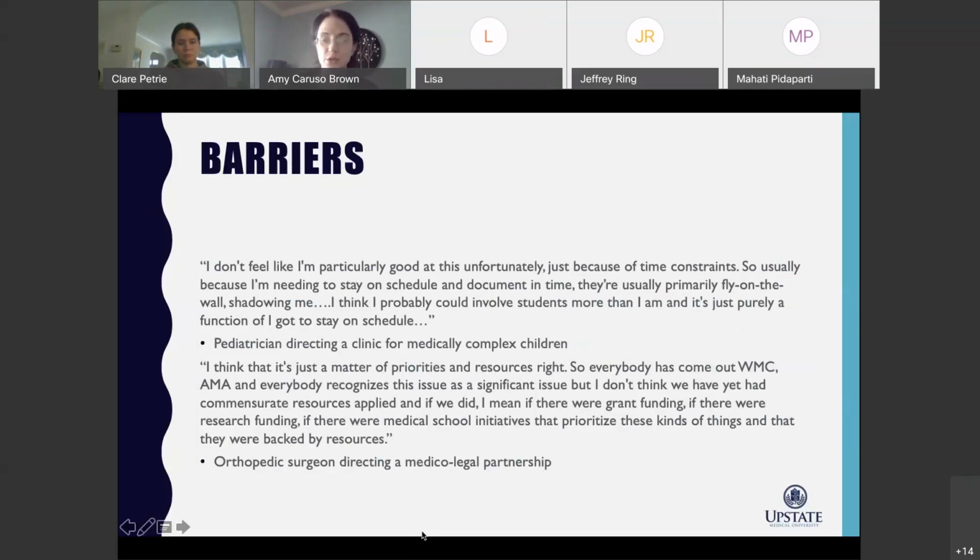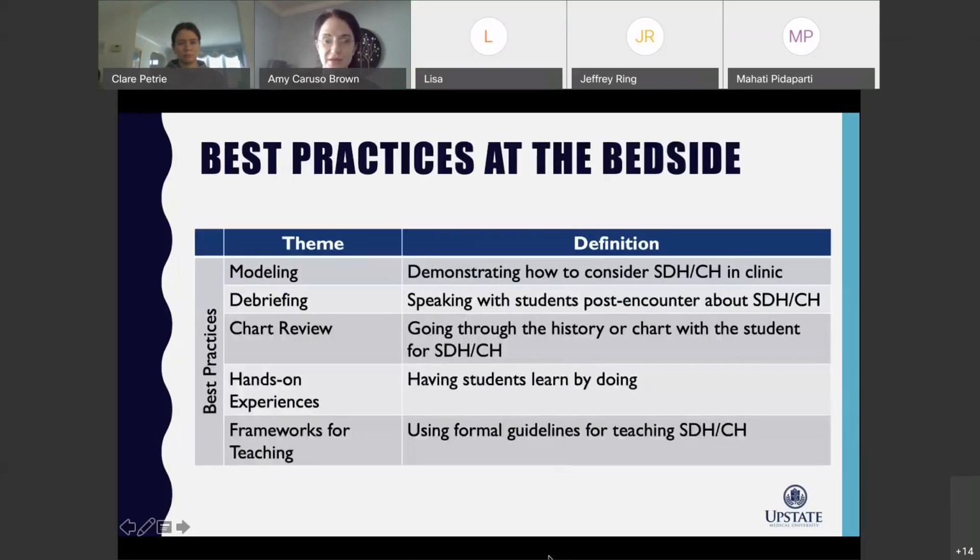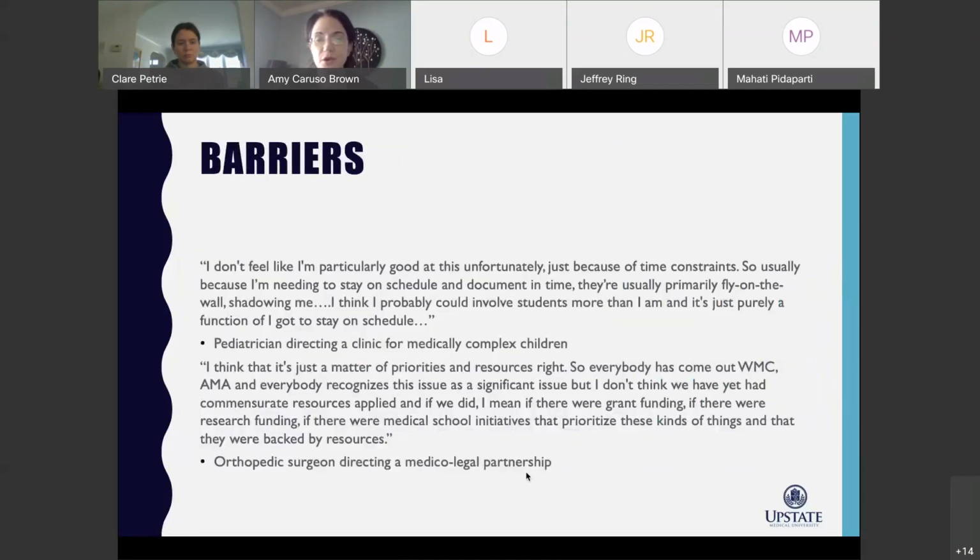Another participant was an orthopedic surgeon directing an MLP, who said, "I think it's just a matter of priorities and resources. So everyone has to come out and recognize this issue as a significant issue, but I don't think we've yet had the right resources applied. And if we did, if there were grant funding, if there were research funding, if there were medical school initiatives that prioritize these kinds of things, and if they were backed by resources." So really saying more resources that incentivize us to do this would lead to us doing this more.